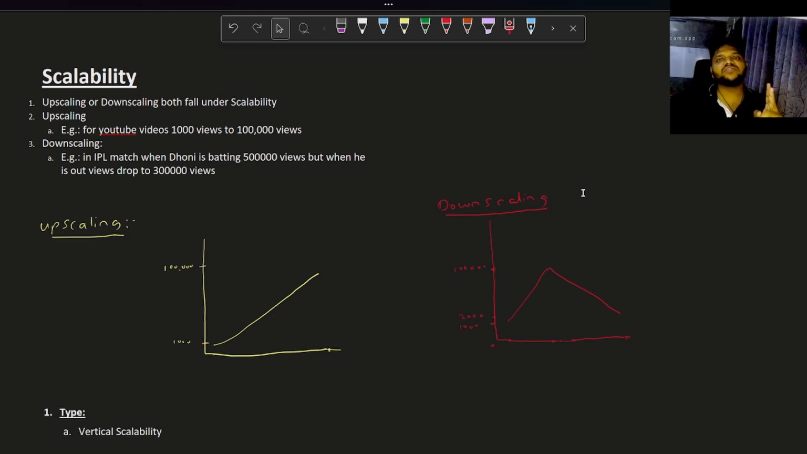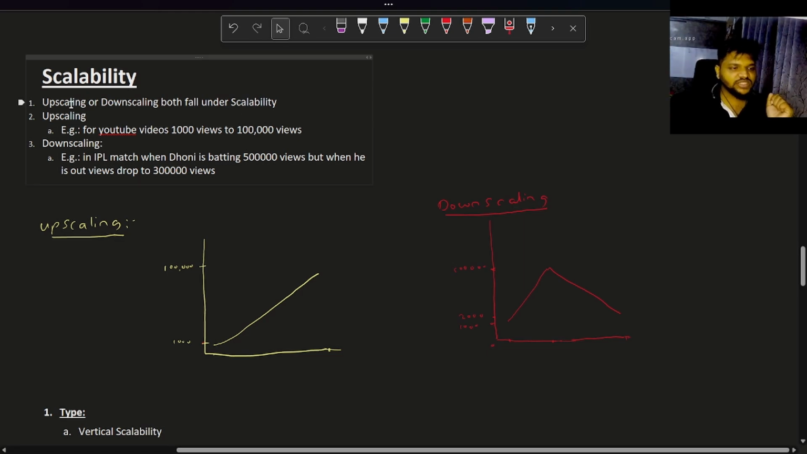These are the two things that we need to understand, and our system should be in such a position where it should be able to handle the spike as well as the gradual increase or decrease of traffic. And second, it should be able to handle upscaling as well as downscaling. So, starting with that, scalability has two things. First is upscaling and downscaling.